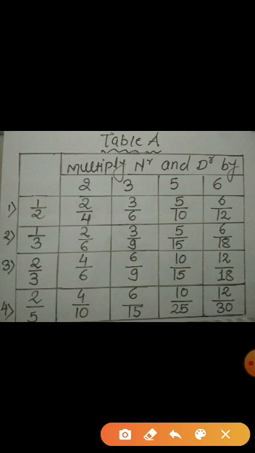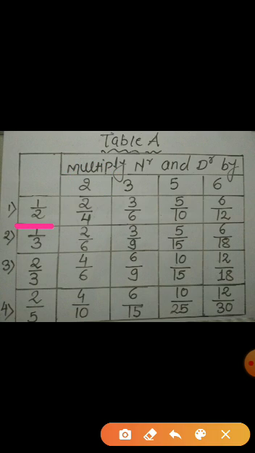In the first table, some fractions are given on the left hand side and we have to find out the equivalent fraction by multiplying the numerator and denominator by some numbers. And which are these numbers? The numbers are 2, 3, 5, 6, right? Now in the first column, we have to find out the equivalent fraction of the given fraction by multiplying the number 2 to the numerator as well as to the denominator. So let us find out.